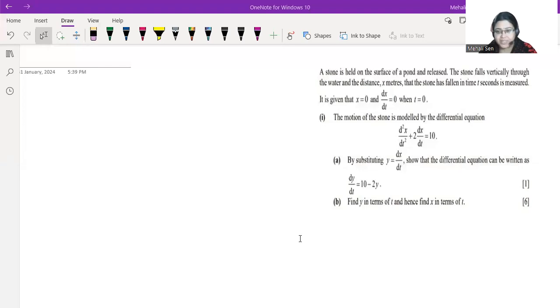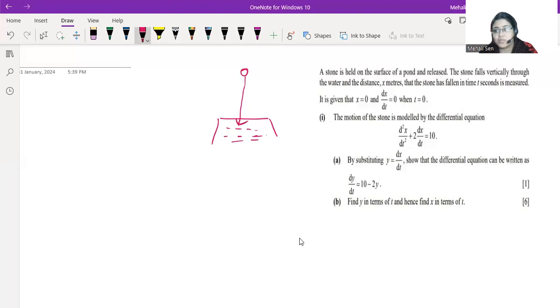So in this session, we are going to discuss a very important topic in maths. This is a physics chapter as well as a maths chapter. First of all, a stone is held on the surface of a pond and released. So this is a pond, right? The stone is released from here.